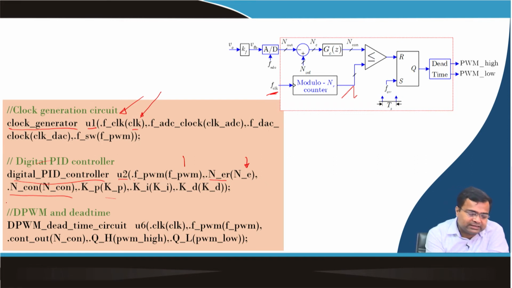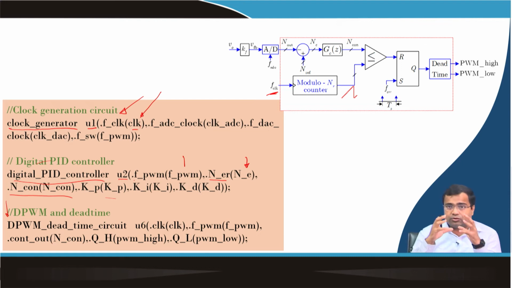Then we are also instantiating another module called DPWM underscore date time, because we discussed that we need to consider top down design methodology, where the main module will be broken into 3 pieces.